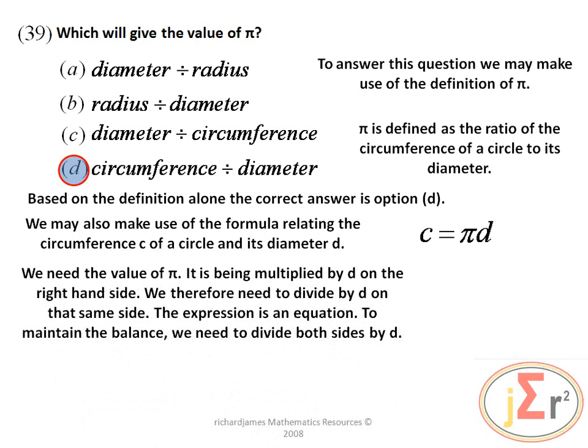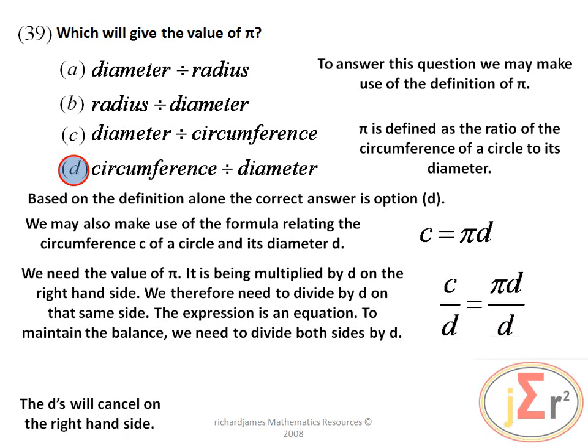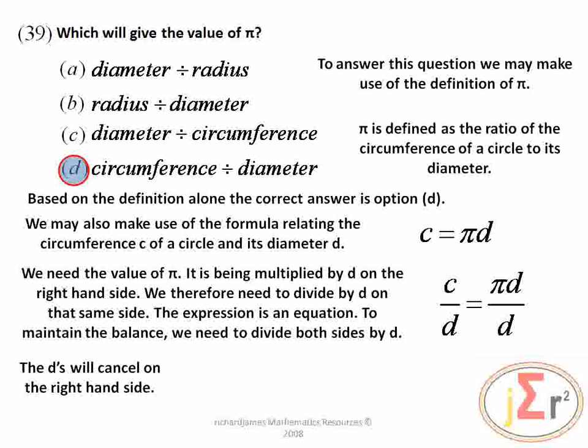We need the value of pi. It is being multiplied by D on the right hand side, so we need to find out what pi is. Because it's being multiplied by D here, to find what pi is, we need to eliminate D from this side. And if it is being multiplied, we'll have to divide. So we are going to divide by D on this side, but because this expression is an equation that has to be balanced, we need to divide by D on both sides. The D's will cancel on the right hand side.